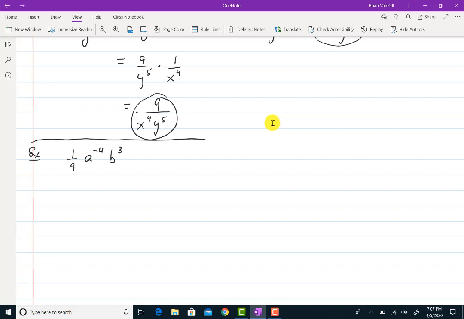Now, to utilize what I just said, you might think of this as the following. In the numerator, I have a to the negative 4 b cubed over 9, because you could think of these both as being over 1. You might find that helpful. Now I'll use the idea that I just had in the last example, and I'll draw my fraction, but what I'll do is leave anything that has a positive exponent where it is. And the only thing I'll move is this a to the negative 4 will come to the denominator and be a to the positive 4.